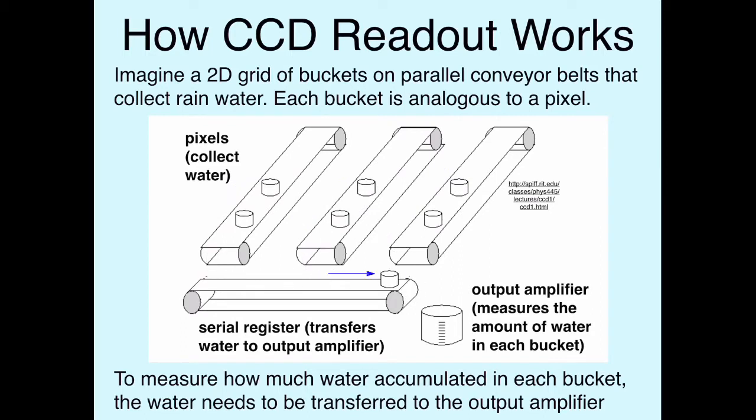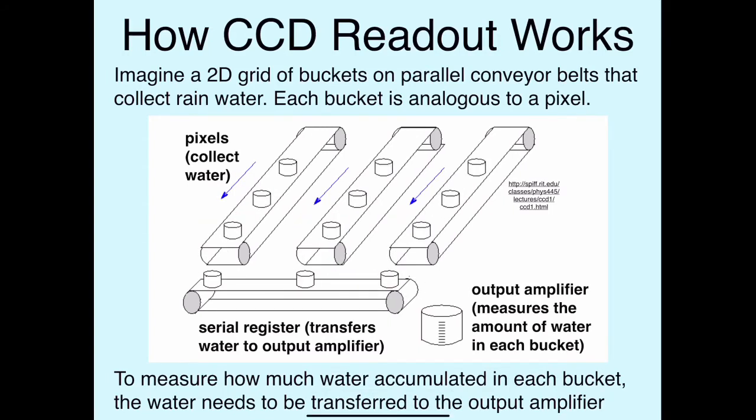So we're going to move each bucket onto this conveyor belt, and then this conveyor belt is going to move them into what we call the output amplifier. In this analogy, imagine this is something that can actually measure the water level in each bucket. In the CCD, this is what would tell us how many electrons are in each pixel, okay? So if we read this out, we can get a sense of the intensity that was measured in each pixel.